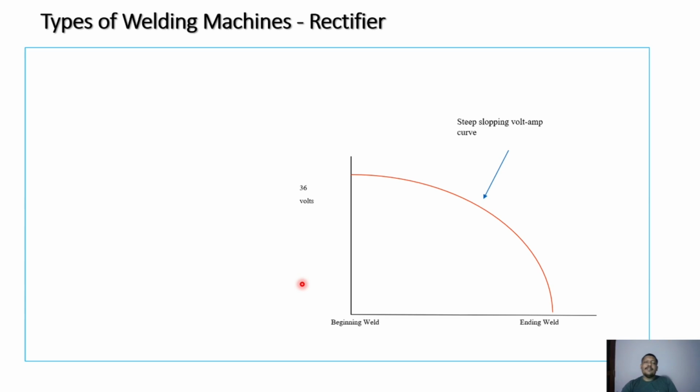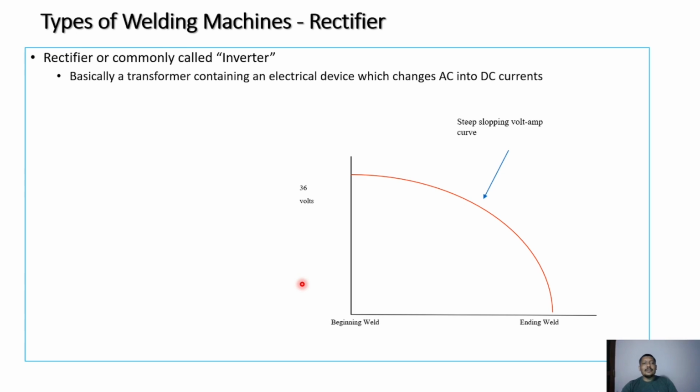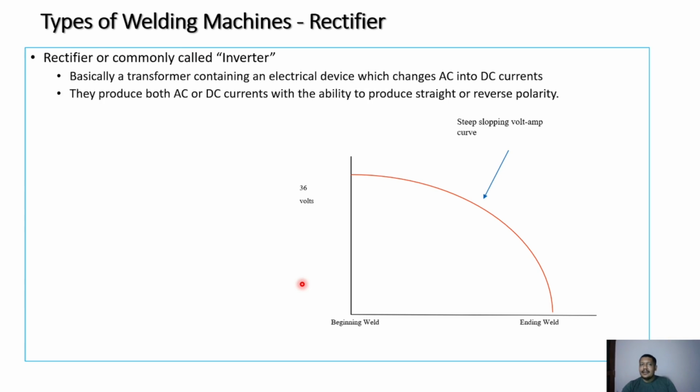The next, or the modified one, is called the rectifier. Rectifiers normally generate DC current. Rectifiers are also called inverters. AC will be converted into DC, which is why it is called the inverter. A rectifier circuit will be there. Normally all the DC power sources are of rectifier types. Basically it is a transformer containing an electrical device which changes AC into DC current, and that is called a rectifier. They produce both AC and DC currents with the ability to produce straight or reverse polarity.